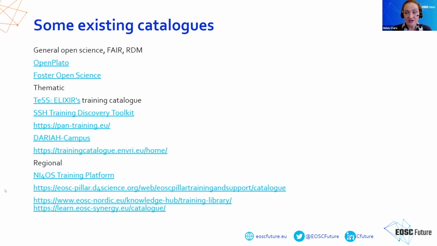So I've pulled together just a selection. There are many more, but this is just a selection of some catalogues that you might want to check out to find resources. And again, these were listed in the notes document of the previous activity. So we have some things on general open science, some thematic resources such as life science through ELIXIR, social science and humanities through the SSHOC portal. And there are also a series of regional platforms and training catalogues created, such as NI4OS, EOSC Nordic, EOSC Synergy.